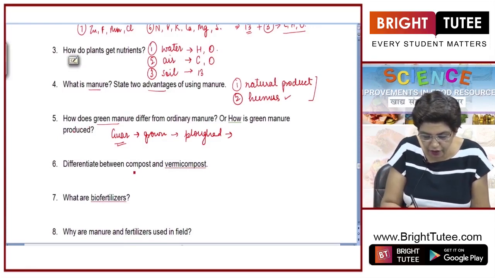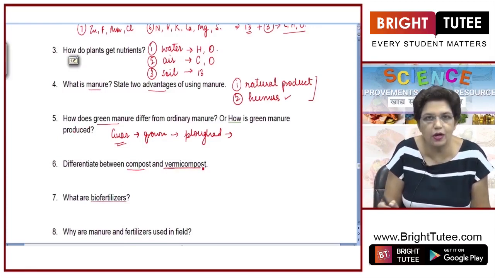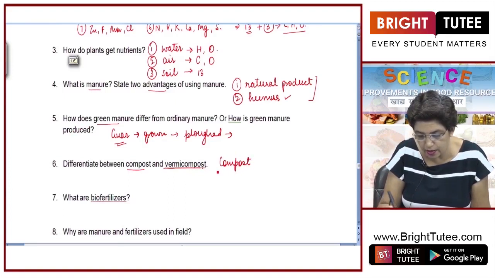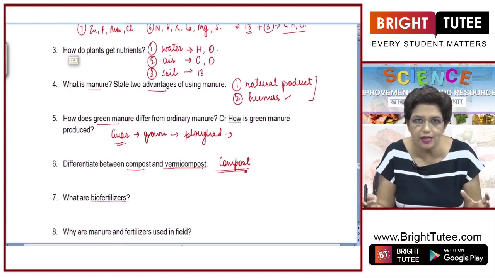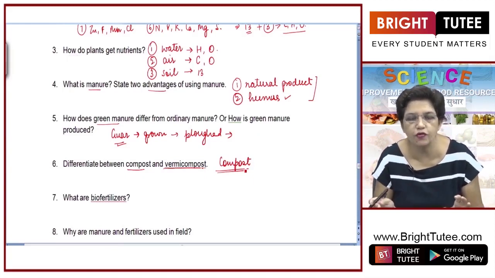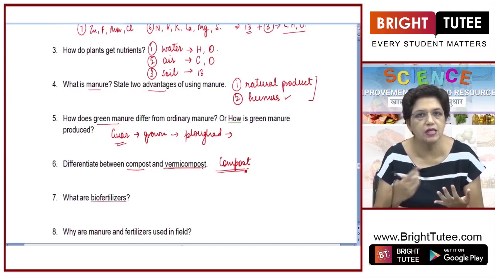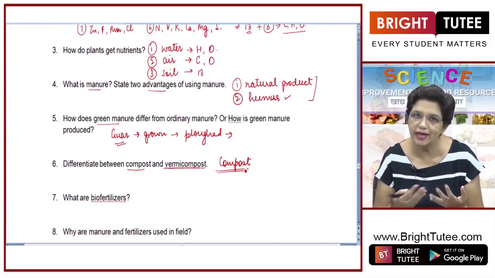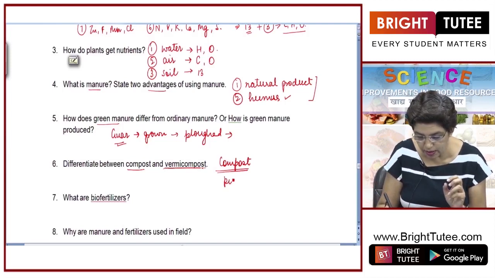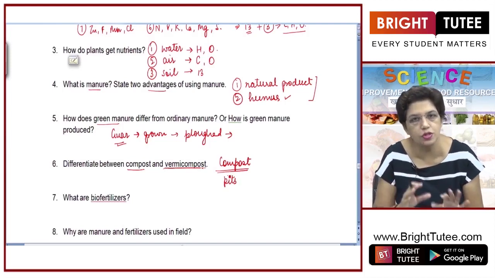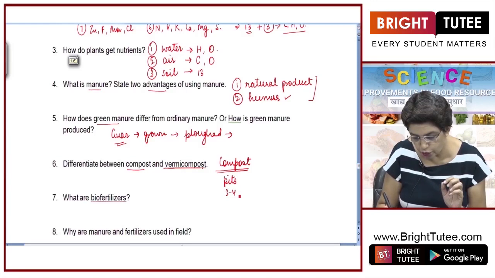Next question, differentiate between compost and vermicompost. Now, how is compost made? Compost is made by digging up huge pits and then putting in all kinds of waste like sewage waste, farm waste, vegetable peels, then cow dung, etc. They are put into the pits and allowed to decompose slowly. So it takes 3 to 4 months to convert these wastes into compost. On the other hand, we have vermicompost.